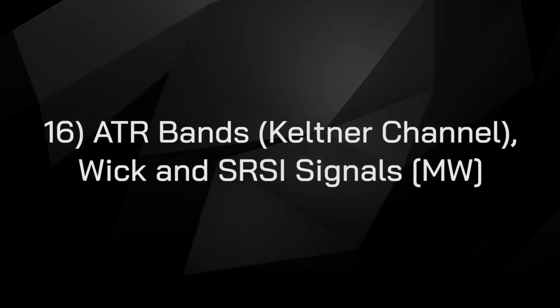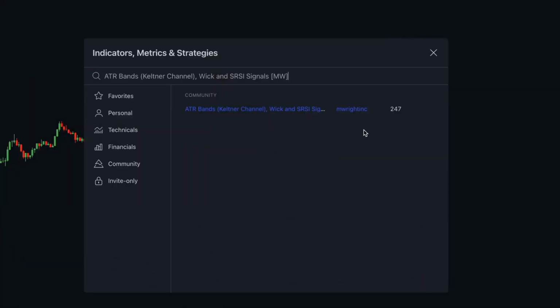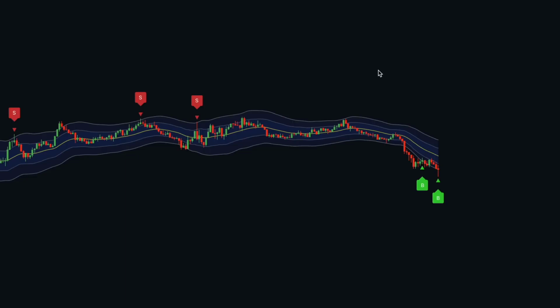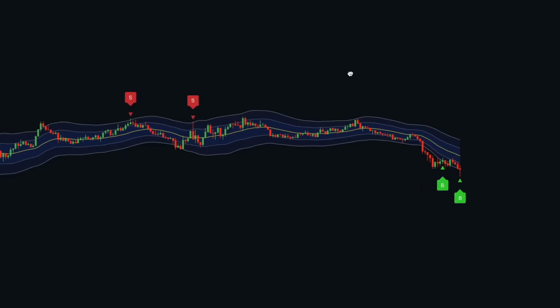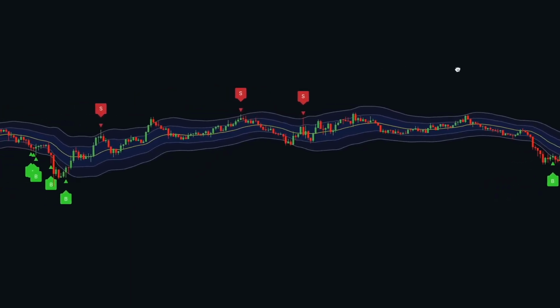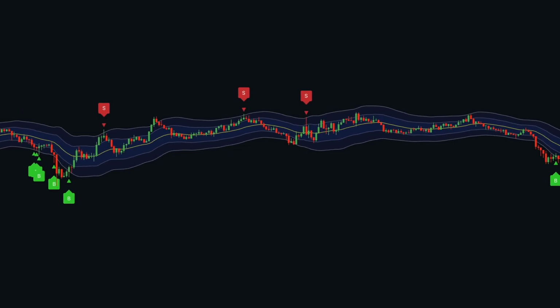On the 16th place, I put an indicator called ATR Bands, Keltner Channel, Wick and SRSI Signals by MW Wright Inc. This indicator uses an innovative combination of ATR bands, candle wicks crossing the ATR upper and lower bands, and a baseline, and combines them with the stochastic SRSI oscillator to provide early buy and sell signals in uptrends, downtrends, and in ranging price conditions.